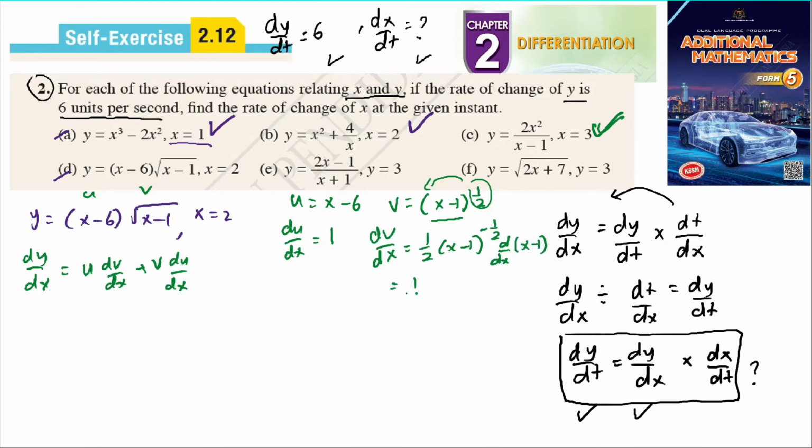So a third, (x minus 1), and then we minus the power with 1, we get negative two thirds. Then only we differentiate what is inside the bracket. When we differentiate x minus 1, we get only 1. Because x we get 1, negative 1 we get 0. So this one you get 1 over 3 times (x minus 1) to the power of two thirds.